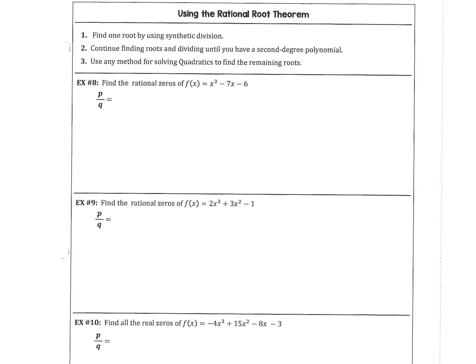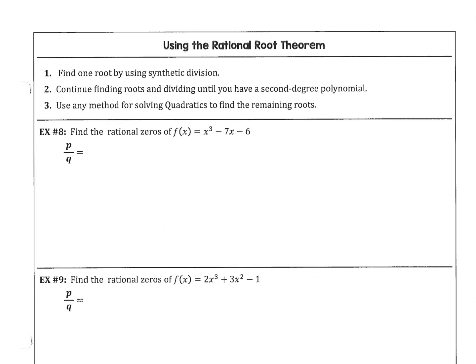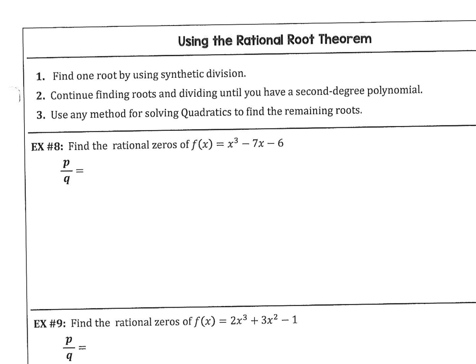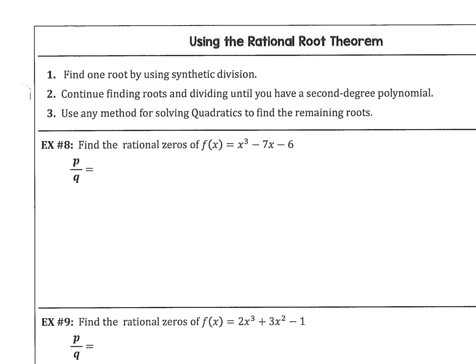Here are the rules for using the rational root theorem. First thing it says is find one root using synthetic division. Then we continue to find roots and dividing, and notice what you're using the whole time is synthetic division. You don't have to worry about long division here, just synthetic division. Continue finding roots until you have a second degree polynomial. Once you have a second degree polynomial, you usually stop because then we can either factor it, complete the square, or use the quadratic formula. One of the three. So you have three things, three ways.